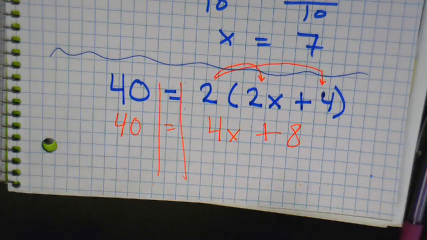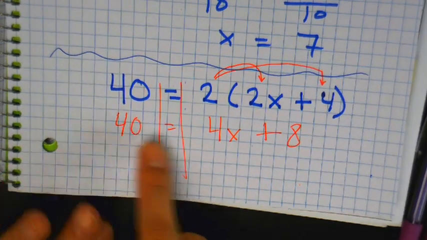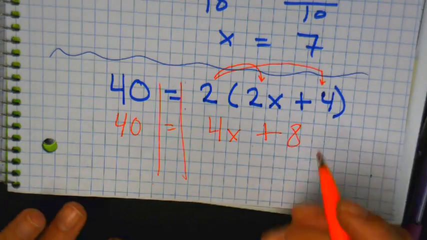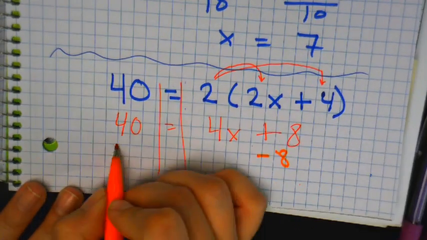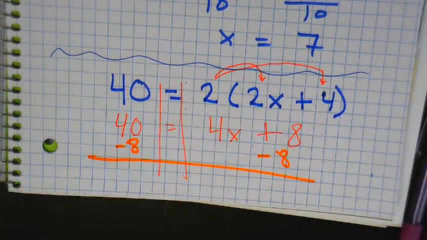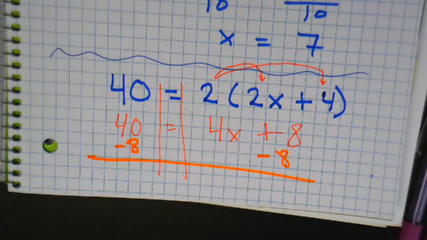Some are like, oh, there's nothing to move over here. It's just a 40. Yeah, you're looking on this side. So we're going to subtract 8. It's okay to move stuff from the other side. You want x by itself.